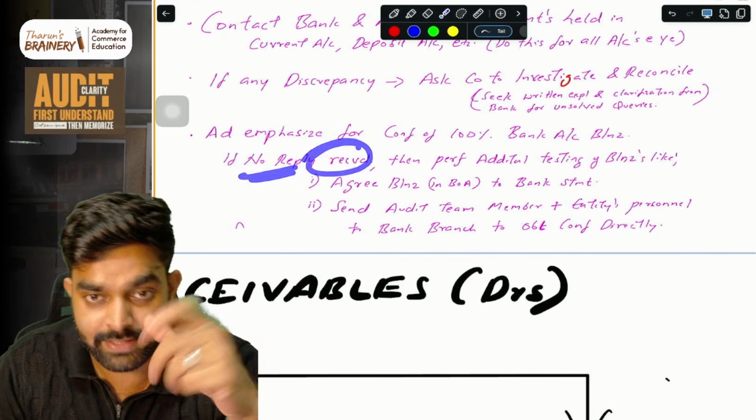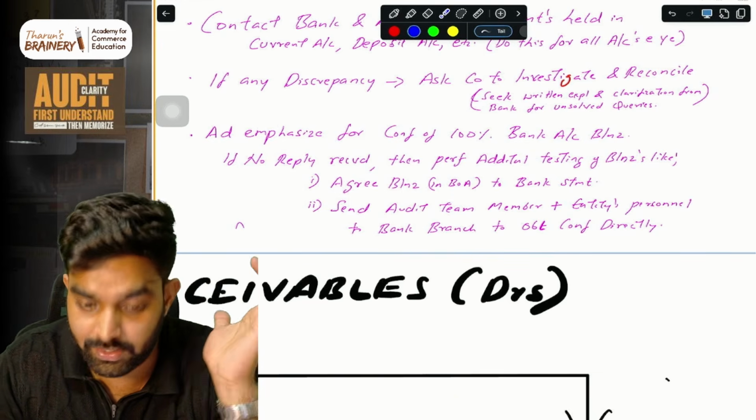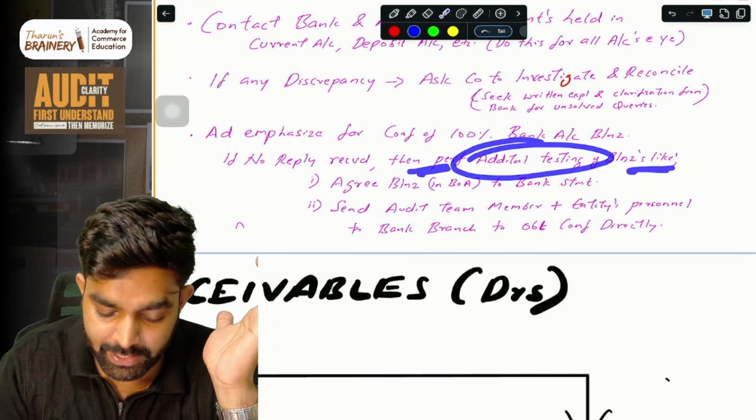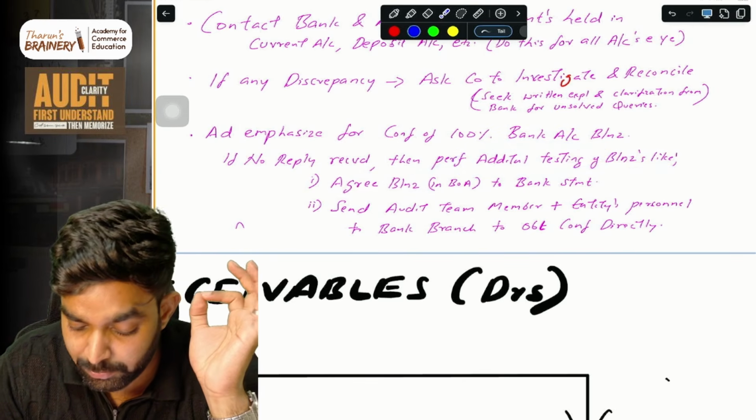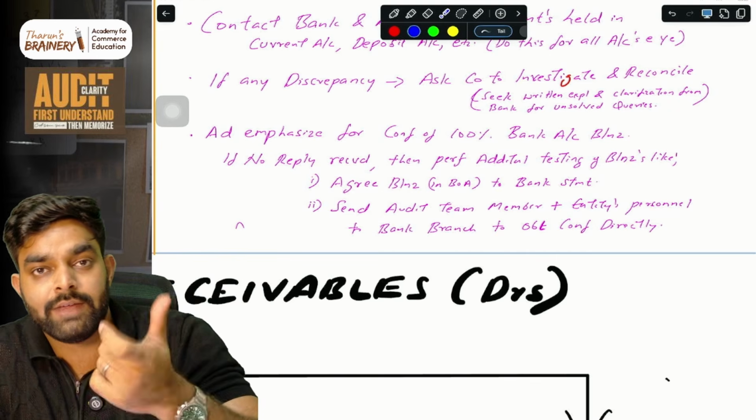If no reply is received, that is, the bank has not replied to the confirmation request, then perform additional testing of balances, like agreeing the balance in the books of account to the bank statement, since they are not giving a separate confirmation.